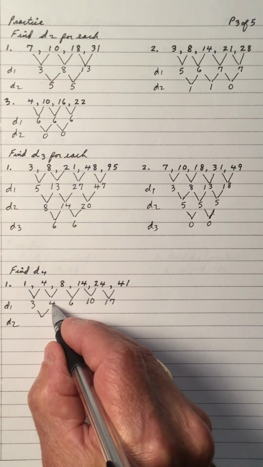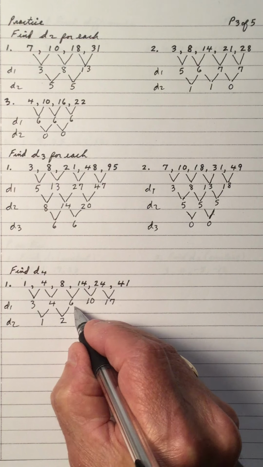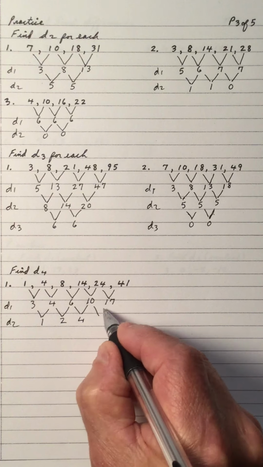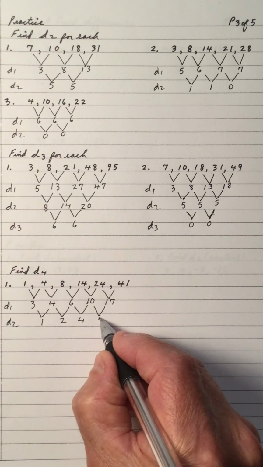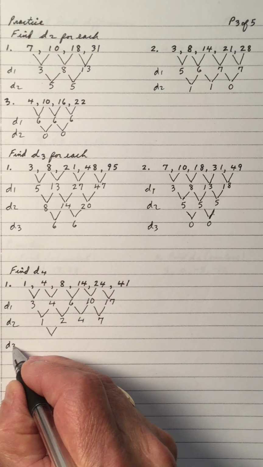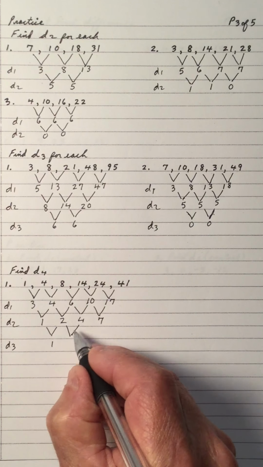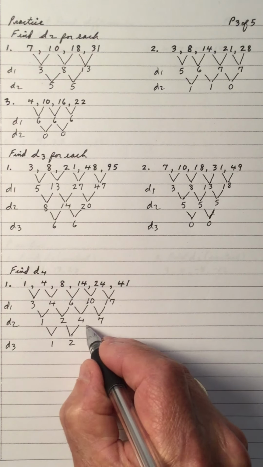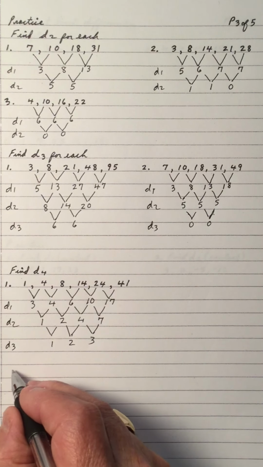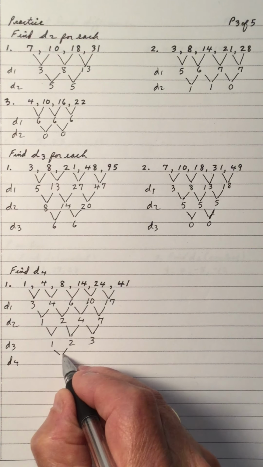Just get D2. 4 subtract 3 is 1. 6 subtract 4 is 2. 10 subtract 6 is 4. 17 subtract 10 is 7. And subtract again, we get D3. 2 subtract 1 is 1. 4 subtract 2 is 2. 7 subtract 4 is 3. And D4 coming up. So D4, subtract these two.